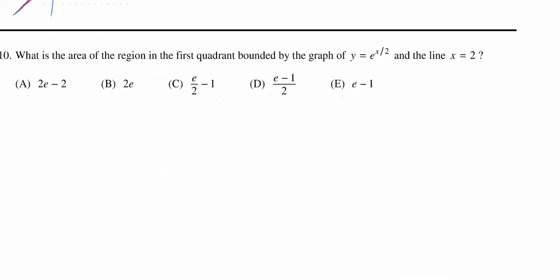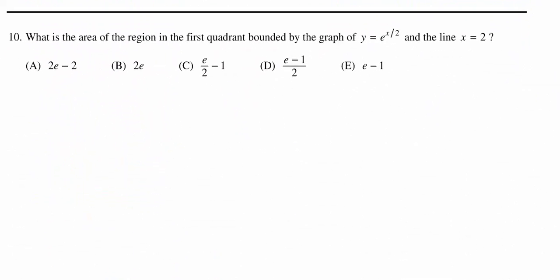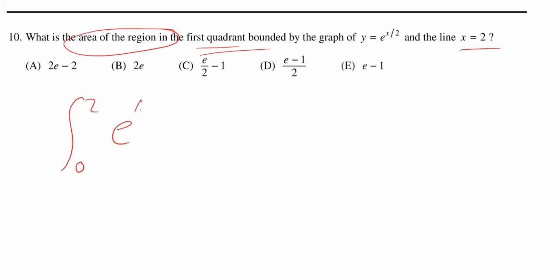Looking at number 10. What is the area of the region in the first quadrant bounded by the graph of y equals e to the x over 2 and the line x equals 2? Area of the region in the first quadrant bounded by, from 0 to 2. We love areas. 0 to 2, e to the x over 2.